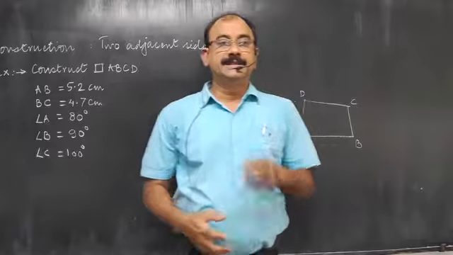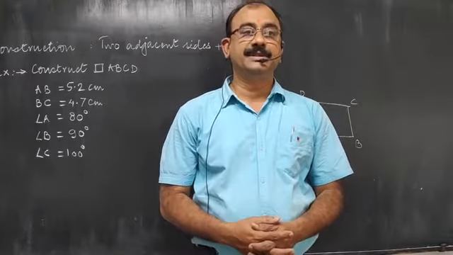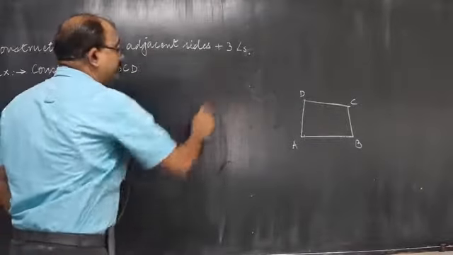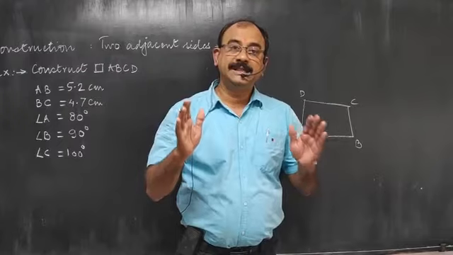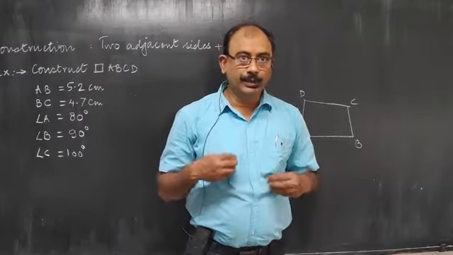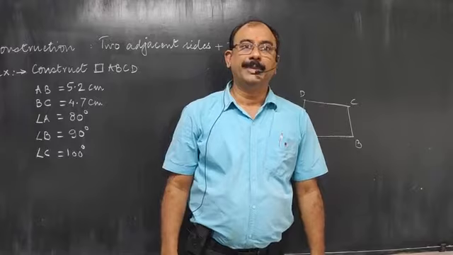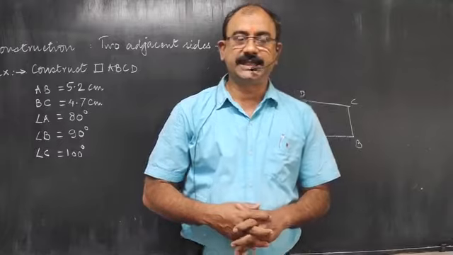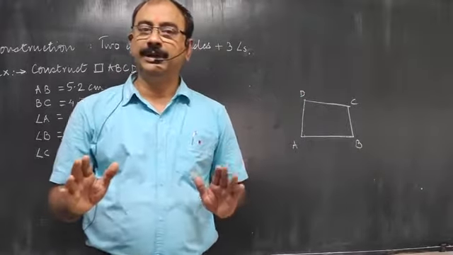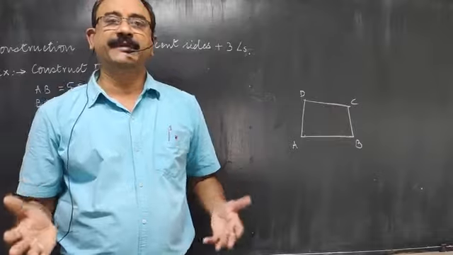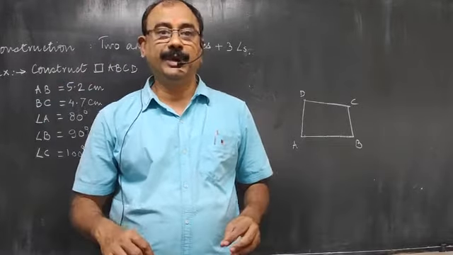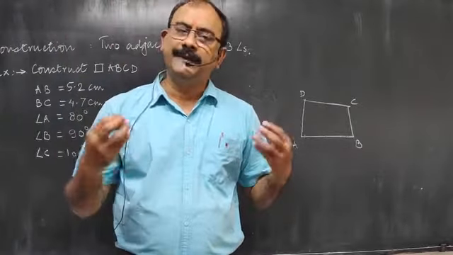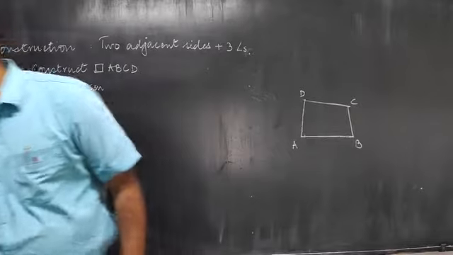Hello children, let us start with the third type of construction of quadrilateral, where you are given two adjacent sides and three angles. But when we say three angles of a quadrilateral, we know that the fourth angle can be calculated by using the angle sum property. The sum of all the angles of a quadrilateral is 360 degrees, and using that you can find out the fourth angle also. So whether the required angles are given or not, that depends. But if any three are given, the fourth angle can be calculated.